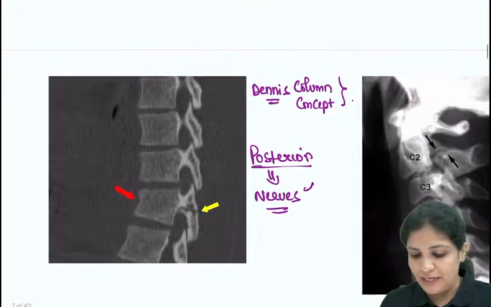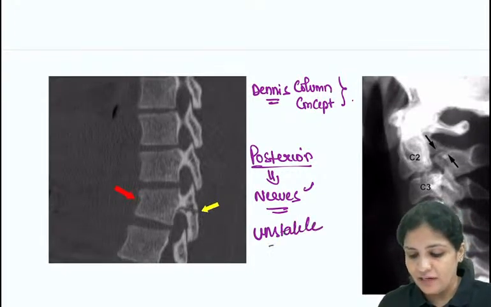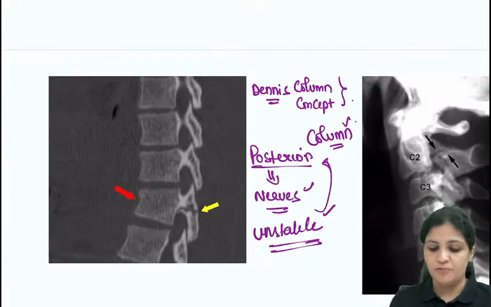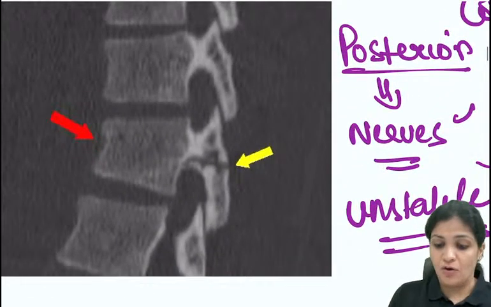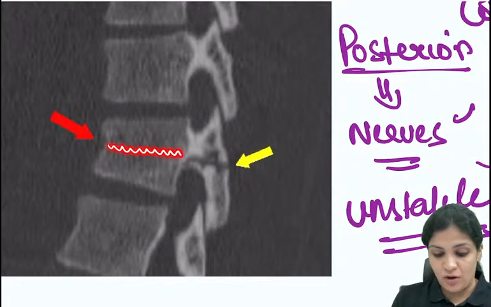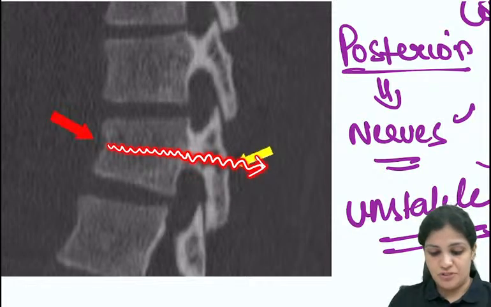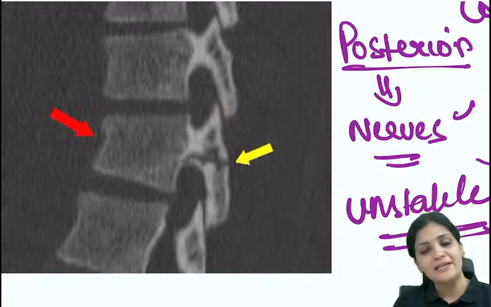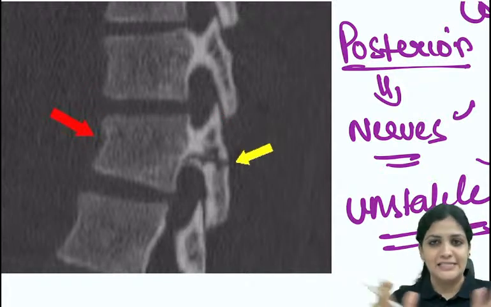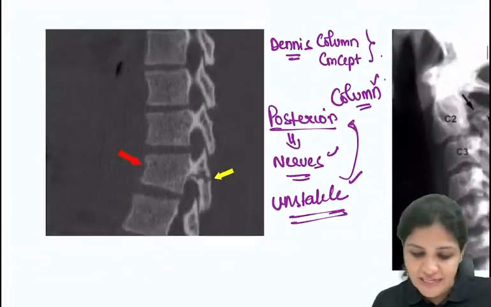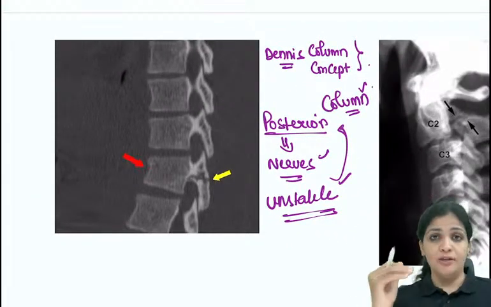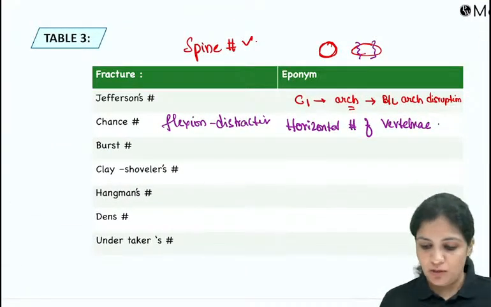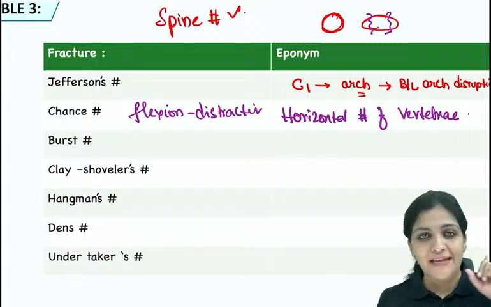So this is supposed to be an unstable fracture whenever it involves the posterior column. So this is an example of a chance fracture where you see the fracture is horizontal and it is extending into the posterior. So you can see all 3 columns, the anterior, middle and posterior column, are involved, and this is a highly unstable fracture. What you have to remember is flexion distraction is the mechanism of the injury, and what you see on the X-ray is a horizontal fracture. Yes, very good, that is the Denis. Horizontal fracture of the vertebra is your chance fracture.